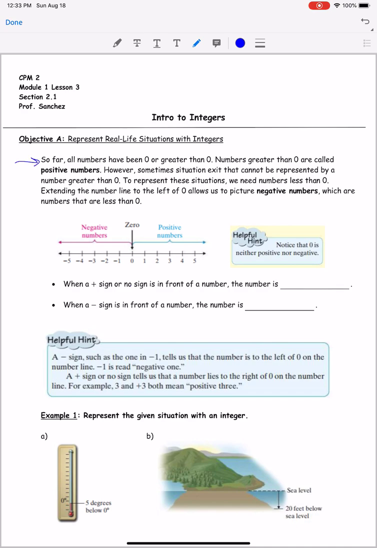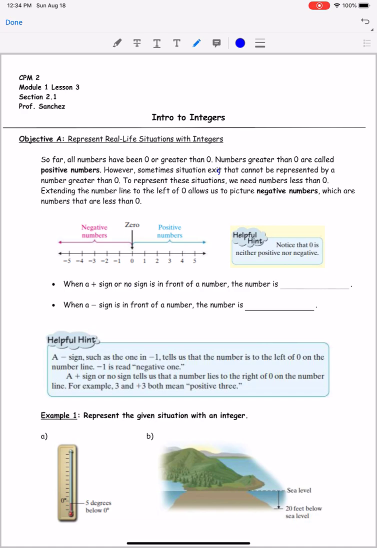This paragraph right here says, so far all numbers have been 0 or greater than 0. Numbers greater than 0 are usually called positive numbers. However, sometimes situations exist (that's a typo in the text) that cannot be represented by a number greater than 0. So, to represent these situations, we need numbers less than 0.